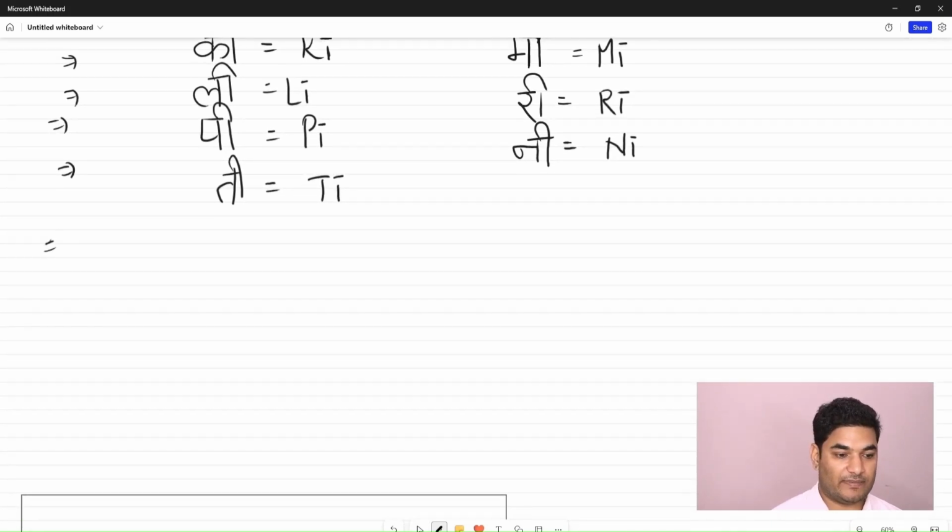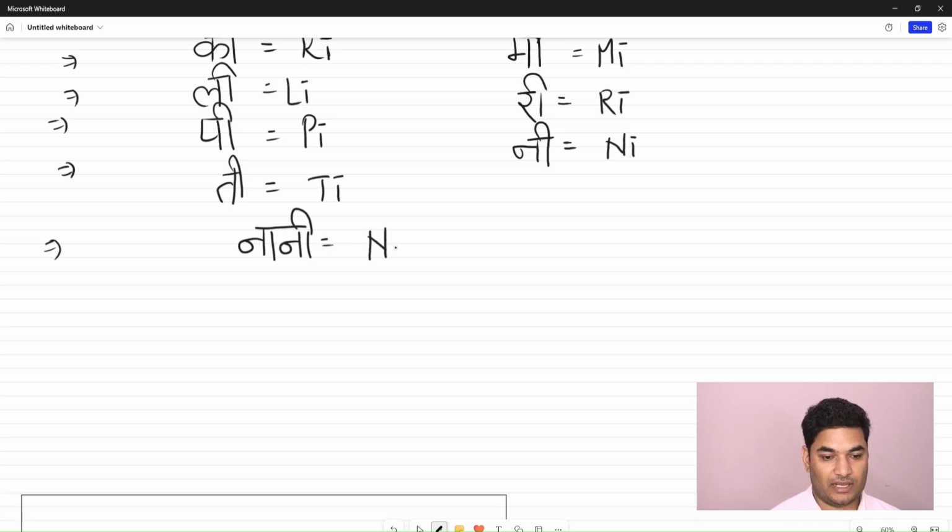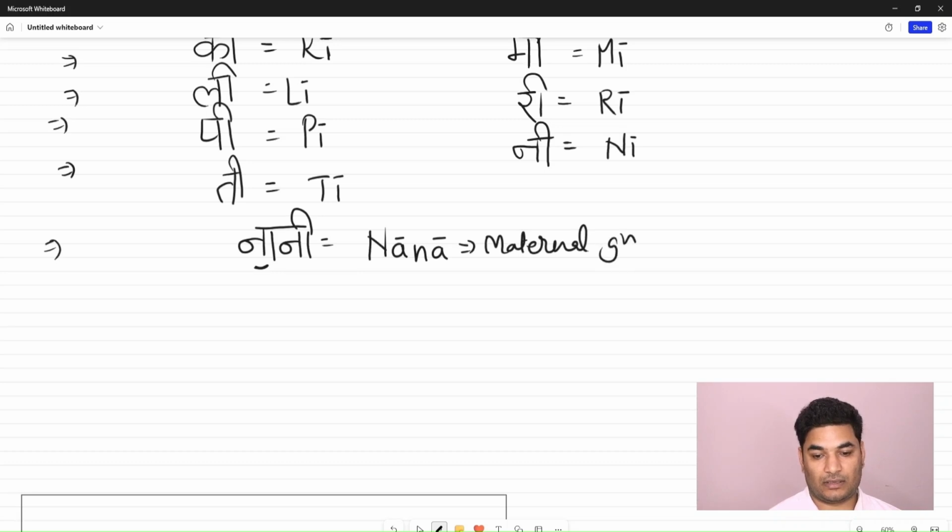Now let's make few words. The first word is nani. We have learned already in the last class when we did the letter N. Nana, we have already done. Nana is maternal grandfather. Now this time we have to do nani. Nani is maternal grandmother.